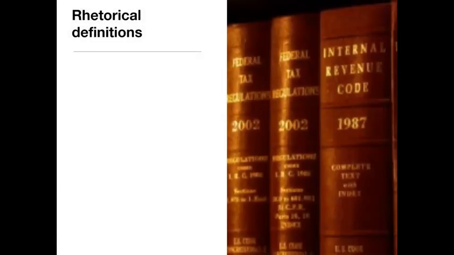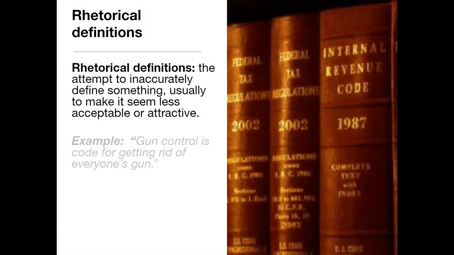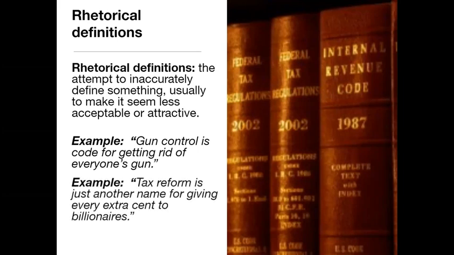We also do this a lot, rhetorical definitions. This is when we attempt to inaccurately define something to make it seem less acceptable or attractive. So if we said, gun control is code for getting rid of everyone's gun. Well, that's not what gun control is, right? But it's often defined that way. Or tax reform is just another name for giving every extra cent to billionaires. Or environmentalism is the view that eating meat should be illegal, right? Well, that's not really what environmentalism is.